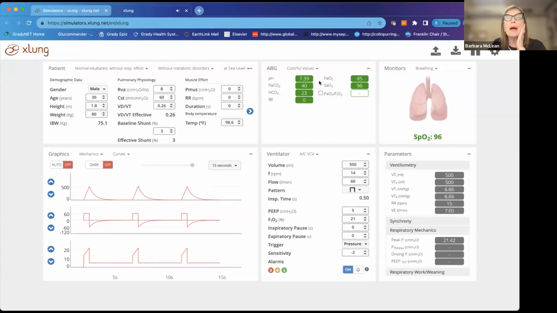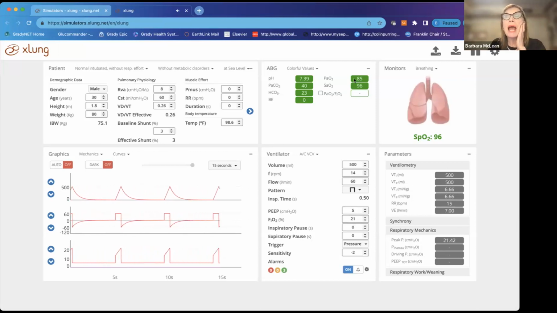Okay, so now I'm taking a look at this patient. You can see his PO2 is 85 and his SAT is 96. On your calculator, if you've got it out, take 85. Oh, I'm sorry, his SaO2 is 96. So let's look down here. His FiO2 is 21. So 85 divided by 0.21 equals 404.